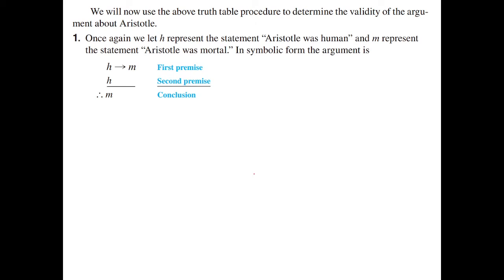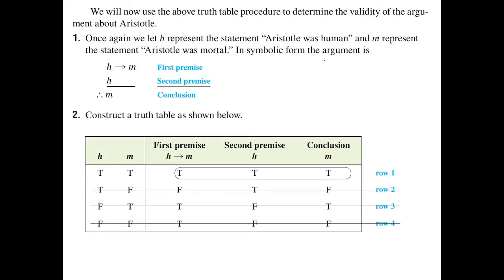Back to Aristotle. Isn't this our argument? Aristotle was human. If Aristotle was human, then Aristotle was mortal. That's our first premise. Our second premise is Aristotle was human. Our conclusion: Aristotle was mortal. This was our example a while ago. Now, step number 2.